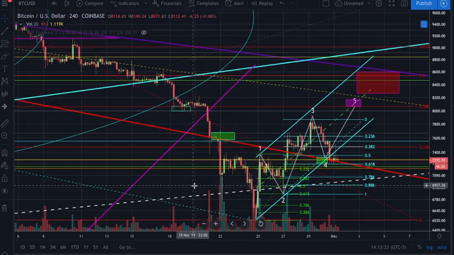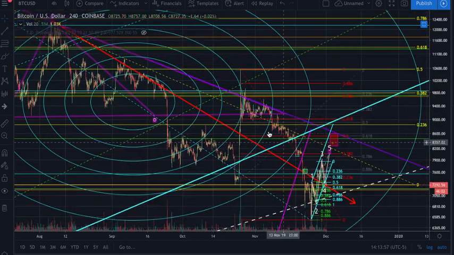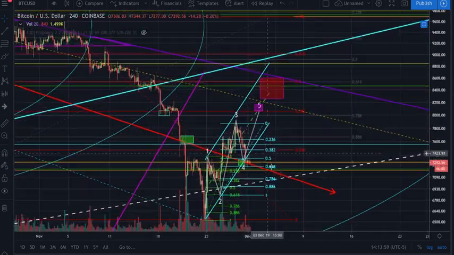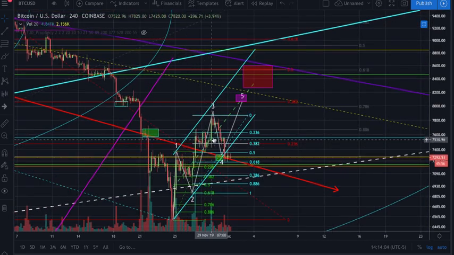And as you'll see here also, we had this long-term red ascending trend line resistance that was basically acting as support after we had broken above it here. We came down, retested it, and started moving up.